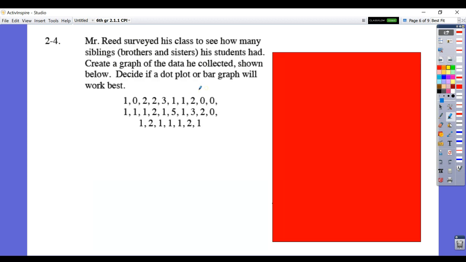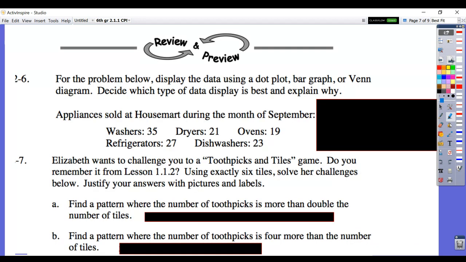All right. Again, though, if you look at this set of data, it would make more sense to go with a dot plot because all these numbers are very closely aligned. And also they are numbers, and going by ones would make sense, and you're going to have a lot of repeated values. All right. So those are the things you'd want to consider.